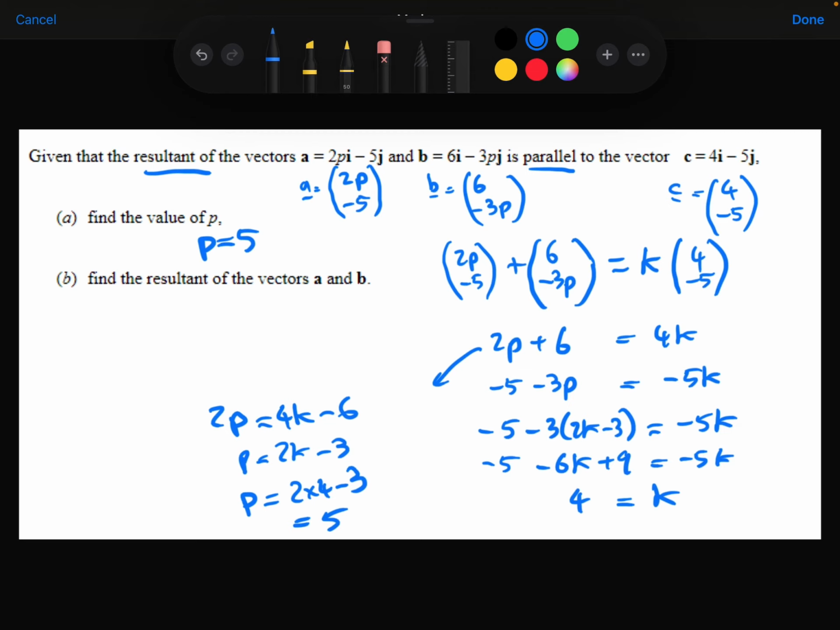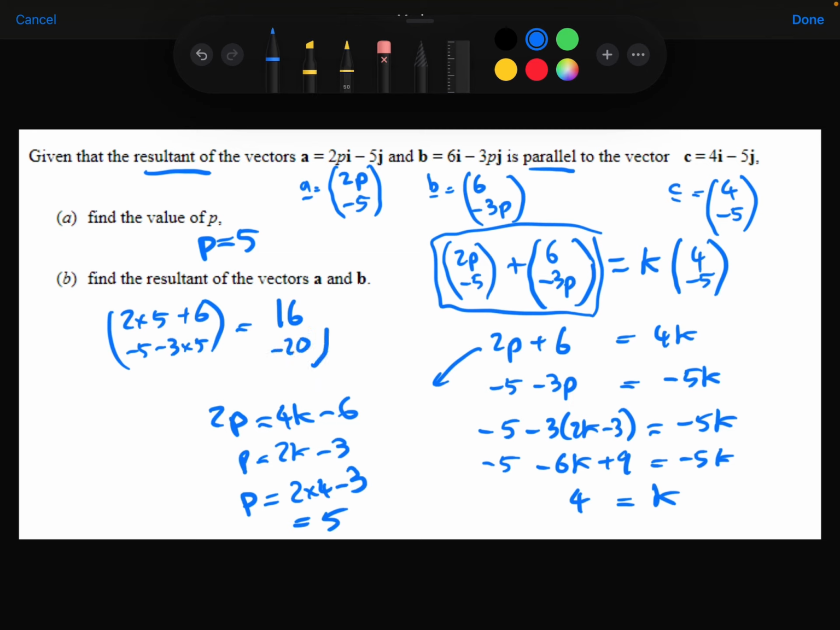Part B, find the resultant of the vectors A and B. Well, this was my resultant for the vectors A and B, but I know what p is now, so I've got 2 times 5 plus the 6. I've got minus 5 minus the 3 lots of 5. So we've got 16 minus 20. That's the resultant of A and B.